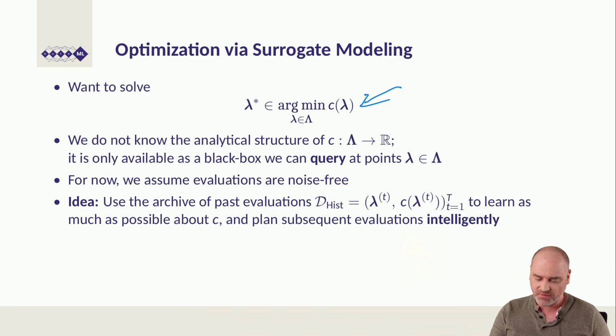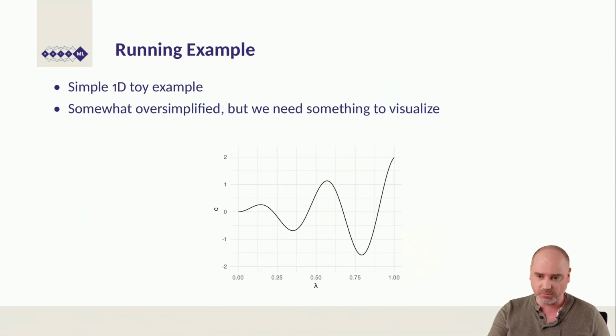We already discussed the core idea of Bayesian optimization, and that there's an archive of past evaluations. I'll call this capital D, and I will put my evaluated configuration-cost pairs in there, usually indexed by t, and the size of this archive in a certain iteration is denoted with a capital T. The idea is to use this archive to learn as much as possible about the relationship between lambda and the output value, the score, the performance metric we're interested in, and to plan subsequent evaluations intelligently, so that we can optimize our cost function as sample efficiently as possible.